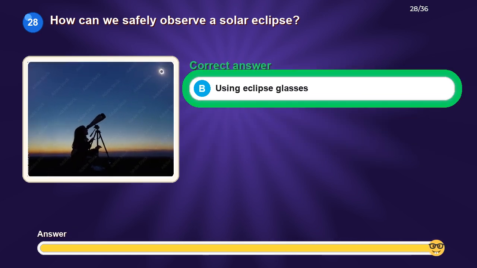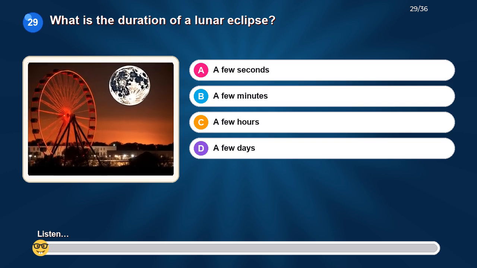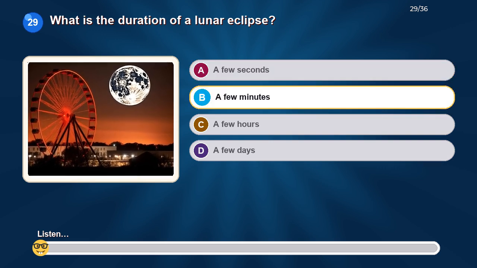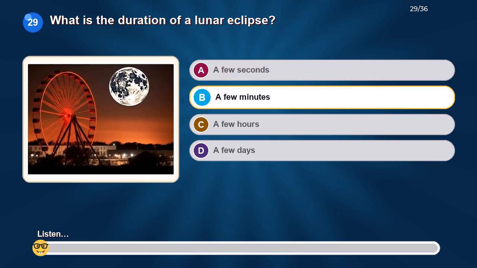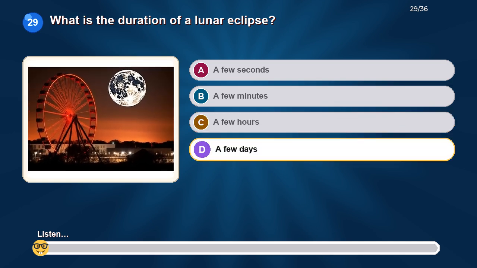The correct answer is, using eclipse glasses. What is the duration of a lunar eclipse? Option A. A few seconds. Option B. A few minutes. Option C. A few hours. Option D. A few days.